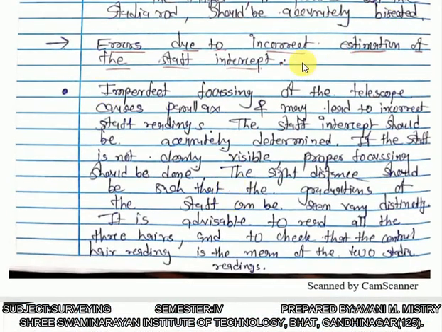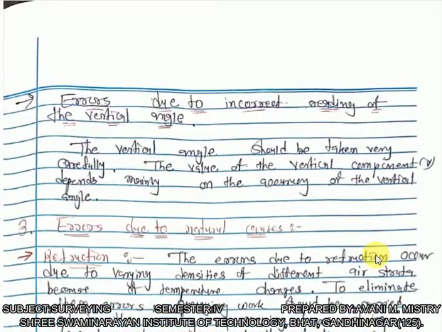Errors due to the incorrect estimation of the staff intercept. Imperfect focusing of the telescope causes parallax and may lead to incorrect staff readings. The staff intercept should be accurately determined. If the staff is not clearly visible, proper focusing should be done and the sight distance should be such that the graduation of the staff can be seen very distinctly. It is advisable to read all the three hairs and to check that the central hair reading is the mean of the two stadia readings.